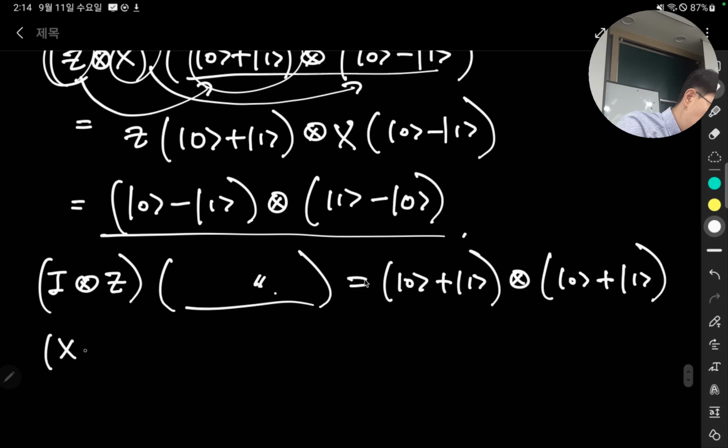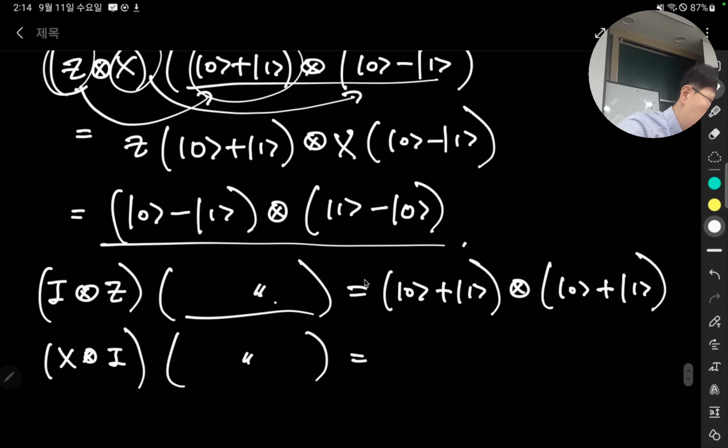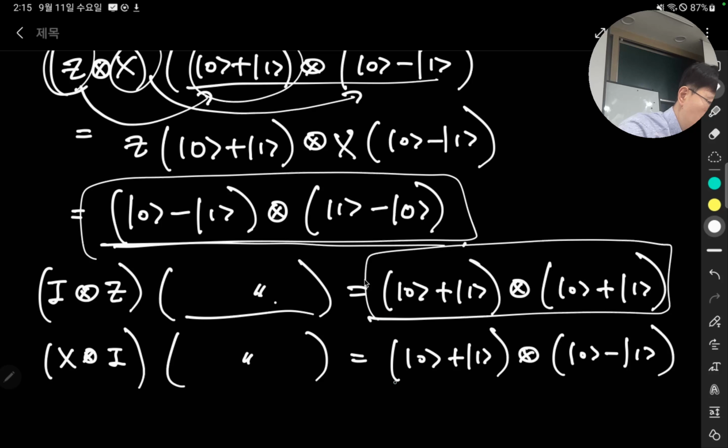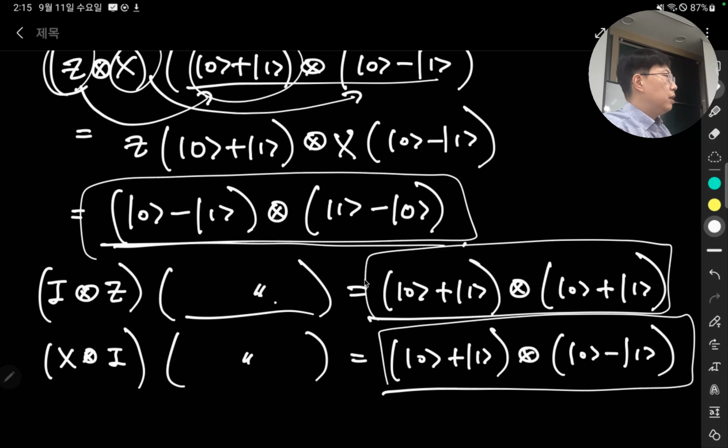And how about X? You get the same state, now you only apply the X on qubit 1. So you get this. Okay, so you can simply add all of this up, or just leave it as a summation of these terms as a superposed state. That's your result.